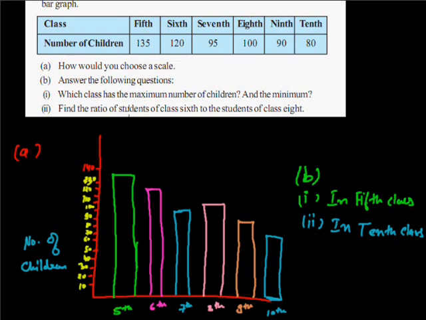Next part is: find the ratio of students of class 6 to students of class 8. We have to find the ratio of the students in class 6 to class 8. You see, in class 6 we have 120 students and in class 8 we have 100 students. So the answer will be 120 is to 100, or if you convert it into simplest form, 0 will get cancelled by 0, and it comes out to be 12 is to 10, which is 6 is to 5. The ratio of the students of class 6 to class 8 is 6 is to 5.